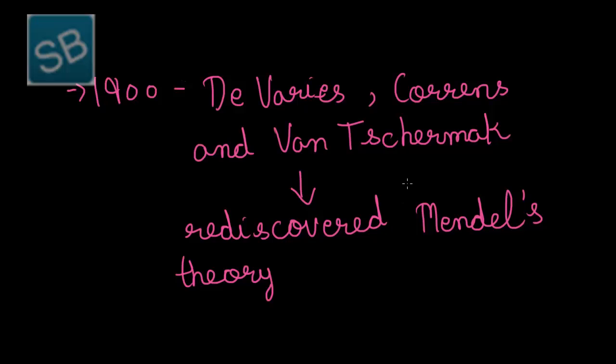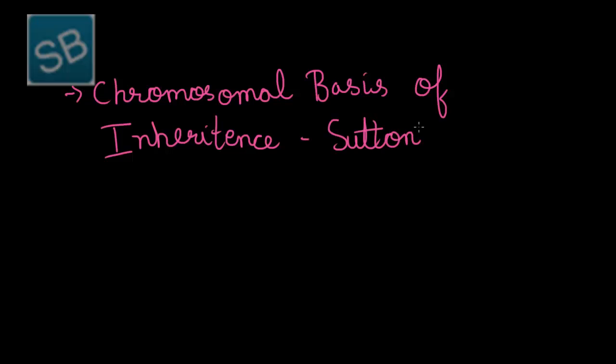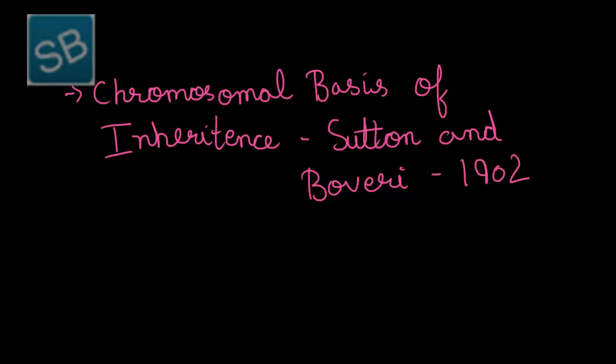Also, by this time, advancement in various techniques like microscopy had occurred, as a result of which these scientists were able to carefully observe the chromosomal pattern, which helped them to understand cell division and its process. So, the chromosomal basis of inheritance concept was first proposed by Sutton and Boveri in 1902, which helped in improvising Mendel's theory results.